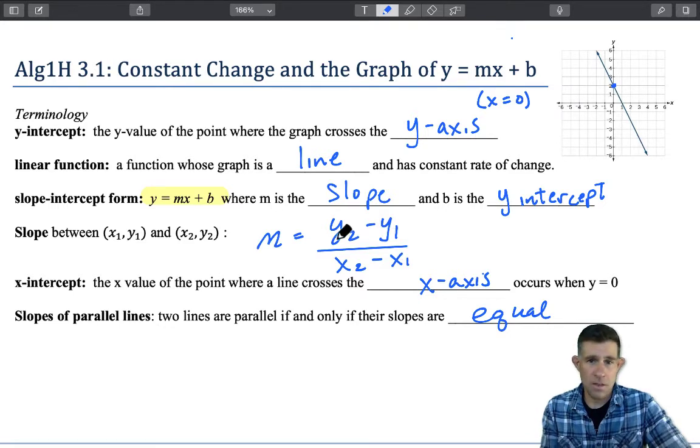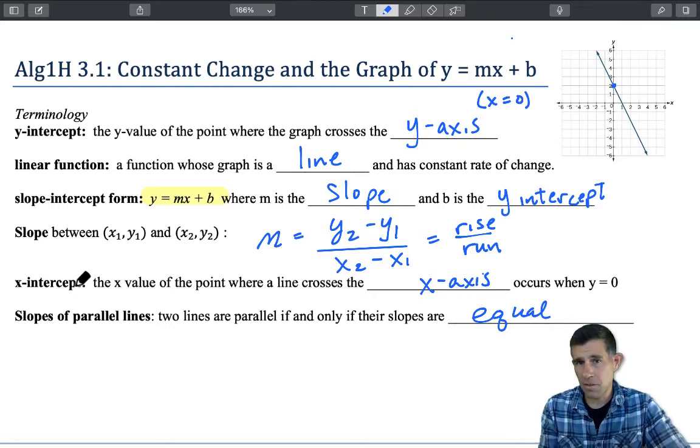Another way of saying that is y2 minus y1 divided by x2 minus x1. Another way that we state that is the rise over the run, and that's nice and easy to count when we have the graph of a linear function on the coordinate plane.